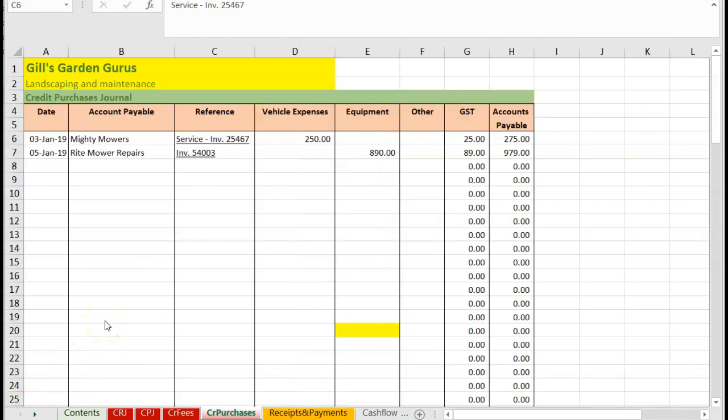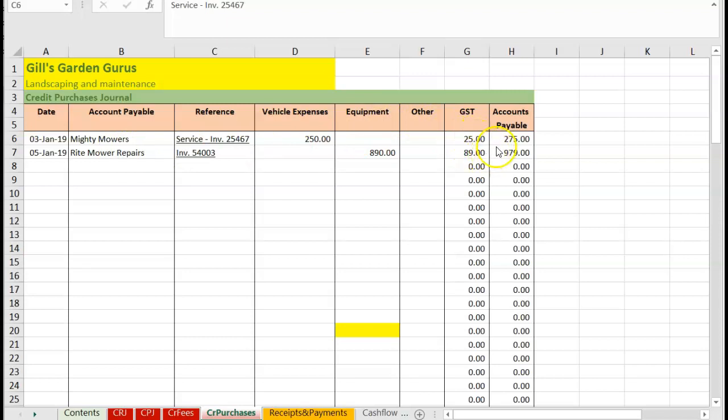Finally, the last journal is the credit purchases journal. So this is the same as our cash receipts journal. It's just that it's us getting credit from suppliers who we may want to get repairs from. In this particular situation, we've got Mighty Mowers and we've got Right Mower Repairs. So we've gone to those particular suppliers, and in the first one on the 3rd of January, we've gone to Mighty Mowers. We've received the invoice from our supplier for a vehicle expense of $250, and there was GST on top of it of $25.